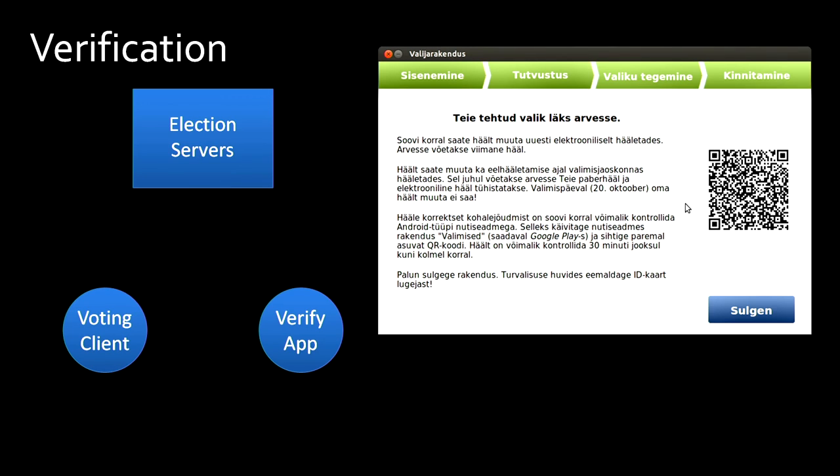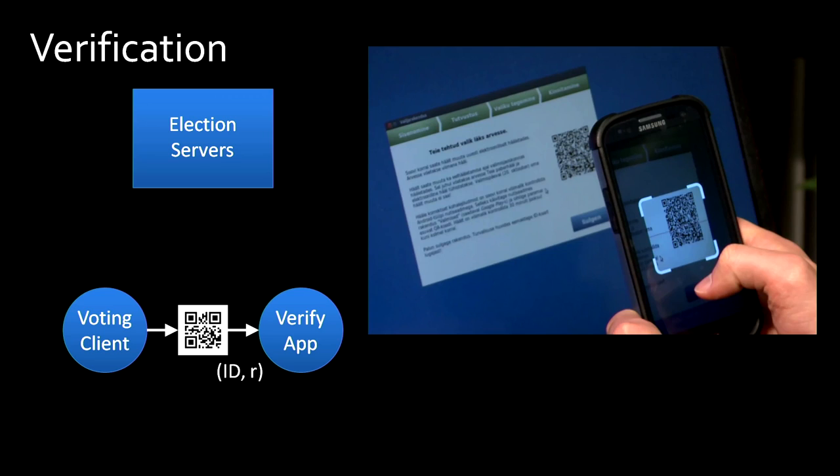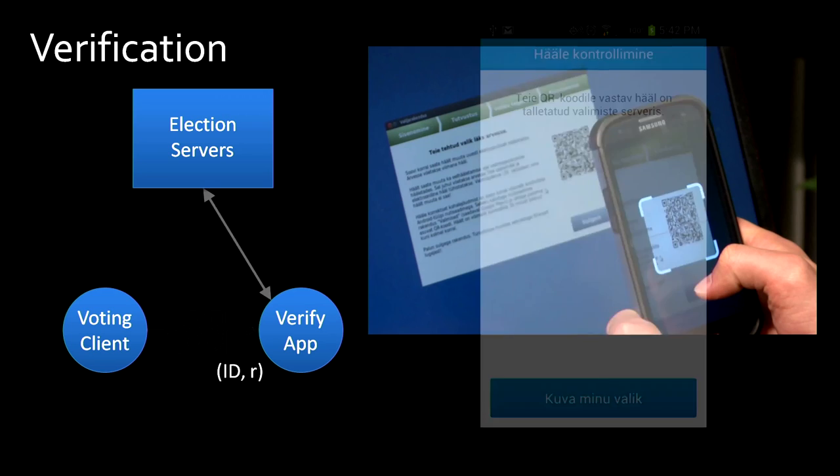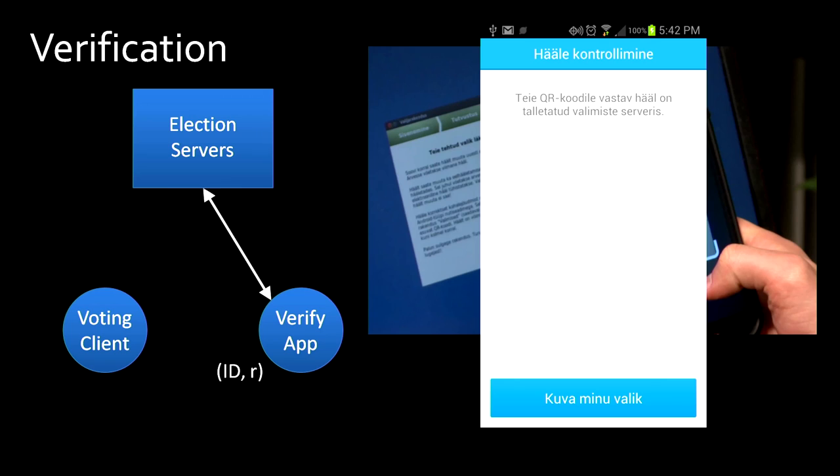Next, though, Estonia has a feature that's been introduced just in the last few years that lets you do something that they call verification. The last thing the election client software does is it shows you this QR code. And the QR code contains two things, a ballot ID and the random coins that were used to pad the ballot before RSA encryption. Using those things, you can use a smartphone application, and this is now available for iOS and Android, to scan the QR code. The app then queries the election servers, and the servers send back an encrypted ballot with the signature stripped off. So the server is claiming that this is the ballot it received from you.